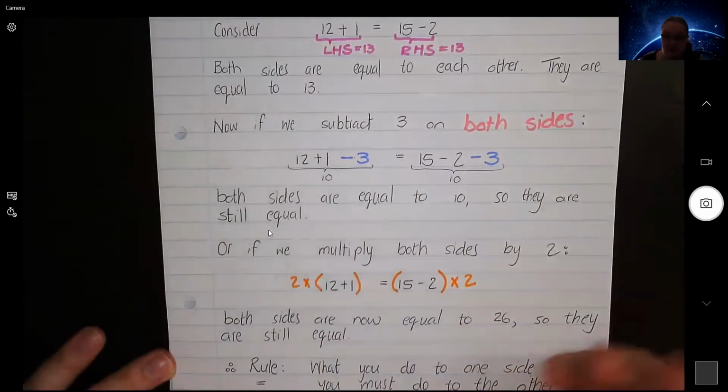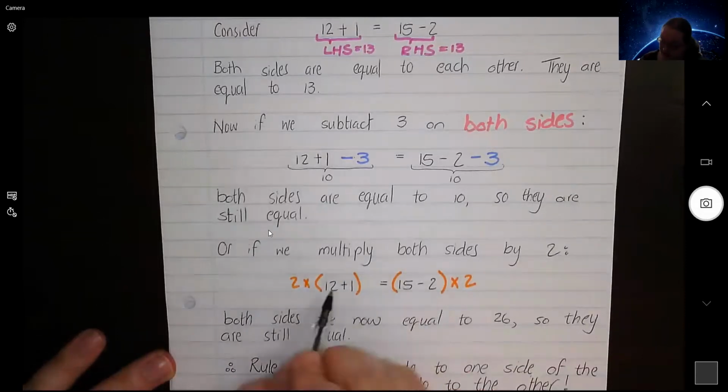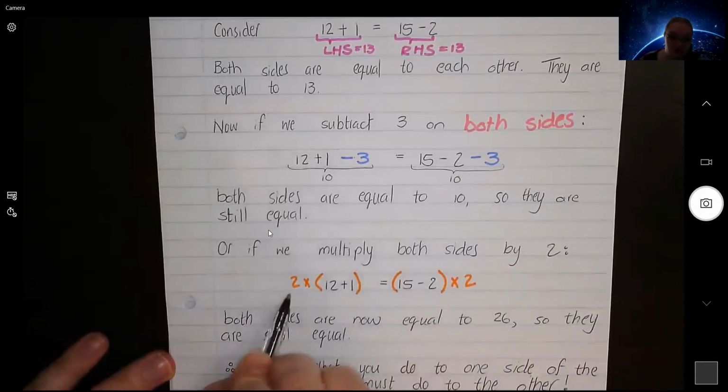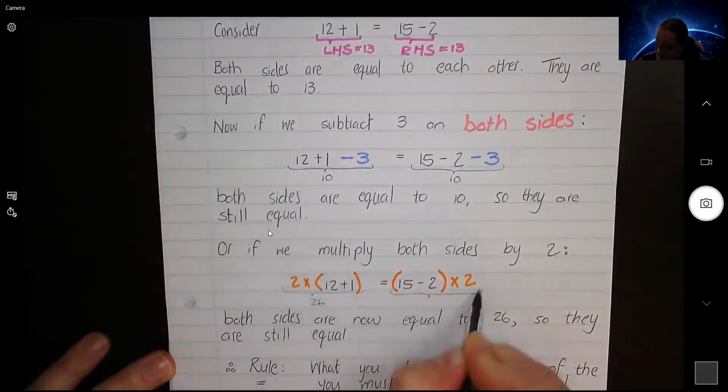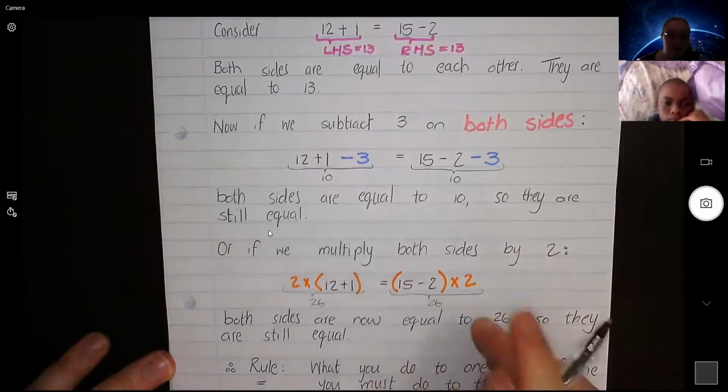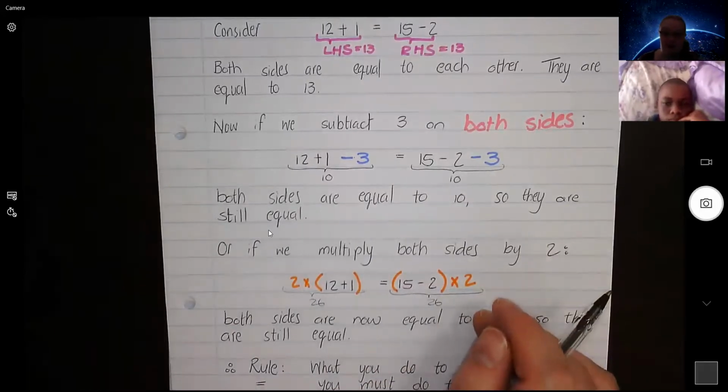Or if we multiply both sides by 2. So if I take 12 plus 1 and I multiply it by 2, that's going to give me 26. And that's also going to give me 26. And you'll notice that I put invisible brackets around it.